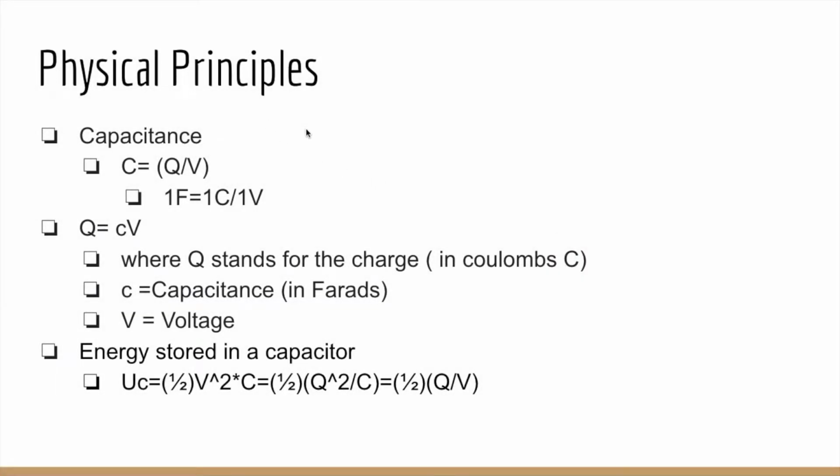Physical principles of capacitors. The capacitance C of a capacitor is defined as the ratio of the maximum charge Q that can be stored in the capacitor to the applied voltage V across its plates. We use the equation C equals Q divided by V to find the capacitance. We can also rearrange the equation to find the charge using Q equals C times V. Energy stored in a capacitor can also be found using the equation Uc equals 1 half V squared times C.